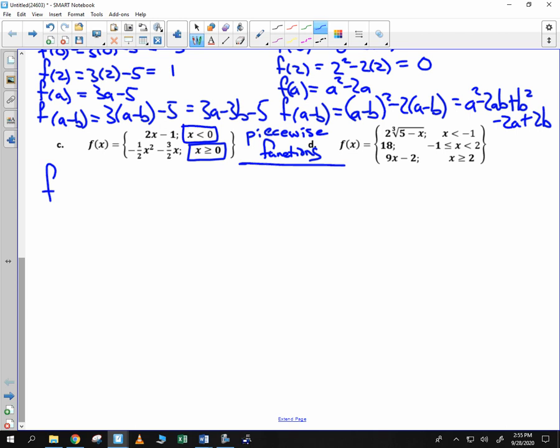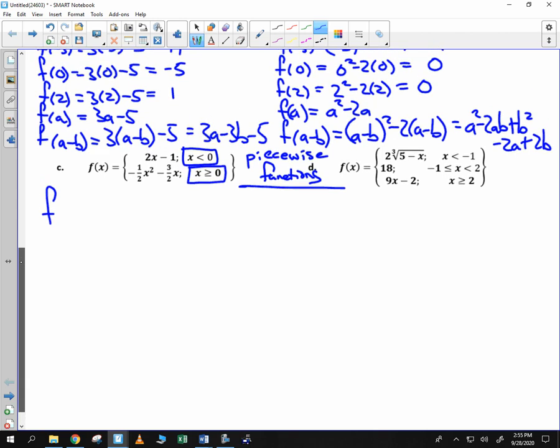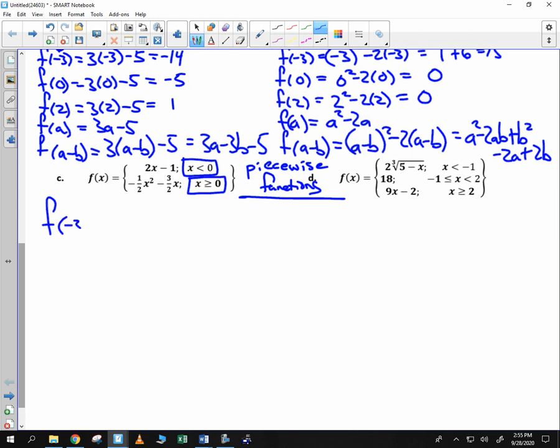So we can't evaluate f of a and f of a minus b, but we can do f of negative 3. And f of negative 3, I'm going to plug negative 3 into the top one because negative 3 is less than 0. And I get negative 6 minus 1 is negative 7. Now I plug in 0. And 0 is going to go into the bottom one because it's for x greater than or equal to 0. And you can see I will get 0 in that situation.